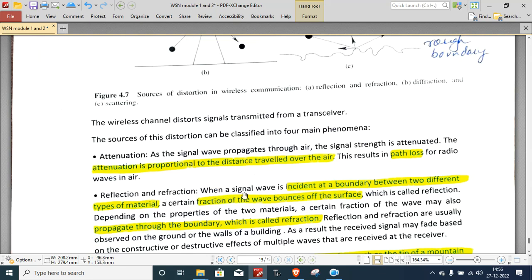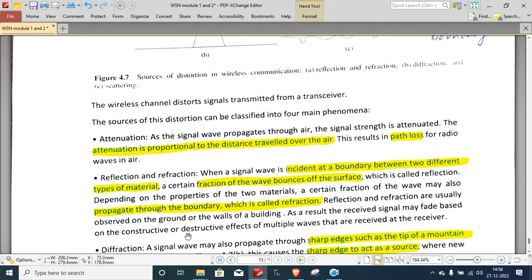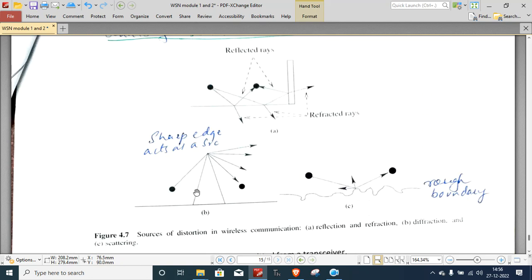Reflection and refraction: when a signal wave is incident at the boundary between two different types of material, a certain fraction of the wave bounces off the surface, which is called reflection. Depending on the properties of the two materials, a certain fraction of the wave may also propagate through the boundary, which is called refraction. Reflection and refraction are usually observed on the ground or walls of buildings. As a result, the received signal may fade based on the constructive or destructive effects of multiple waves that are received at the receiver. And then we have diffraction.